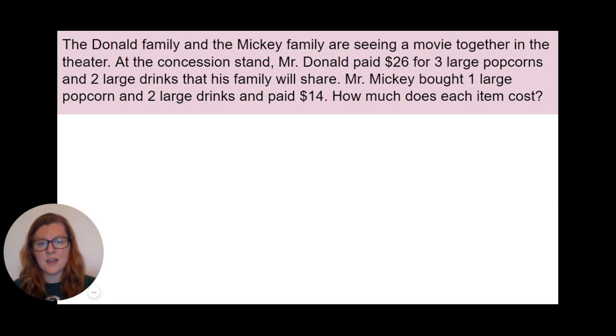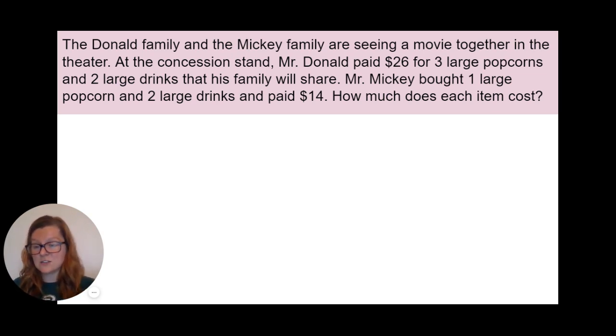The Donald family and the Mickey family, you'll see what I did there, are seeing a movie together in the theater. At the concession stand, Mr. Donald paid $26 for 3 large popcorns and 2 large drinks that his family will share. Mr. Mickey bought 1 large popcorn and 2 large drinks and paid $14, and they're asking us to find how much did each item cost.